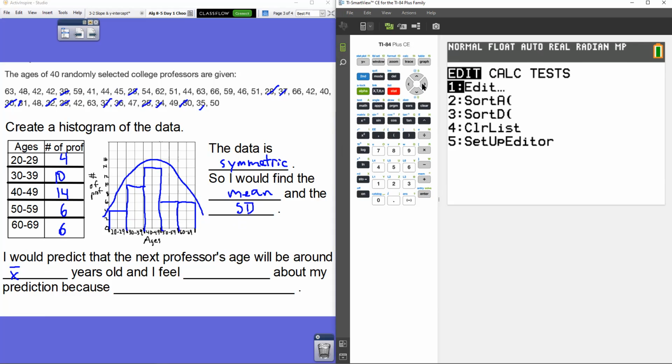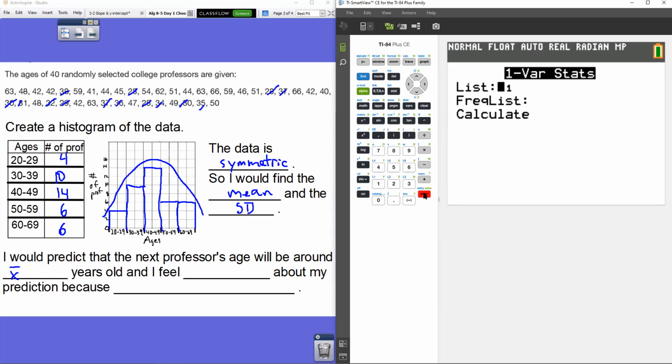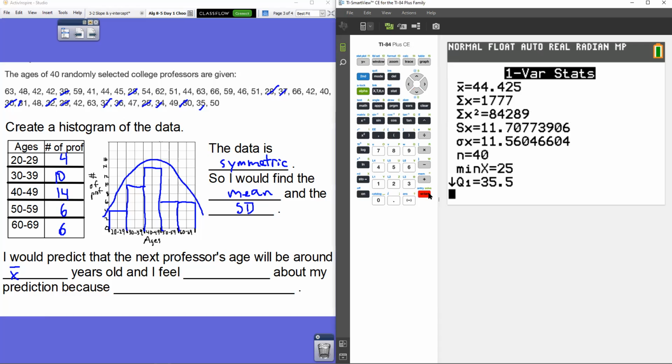So stat, calc, one variable statistics. I want to use L2. So I need to hit second and 2 because that's the blue function right there. Go down to calculate, hit enter. So my mean here is the first number, 44.425. Now you might be asked on your homework to round. This didn't say to round, so I'm just going to put 44.425. If we had to round to the nearest tenth, it'd be 44.4. If we had to round to the nearest hundredth, it'd be 44.42.